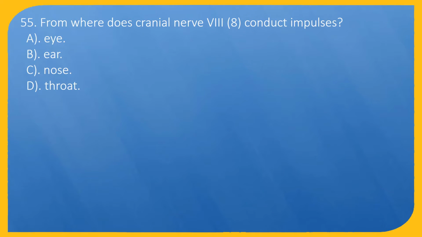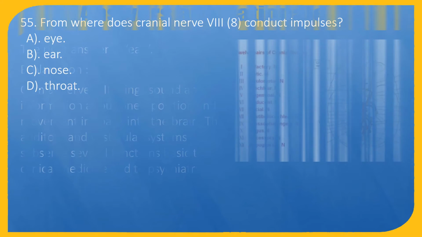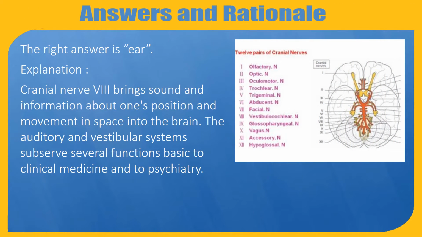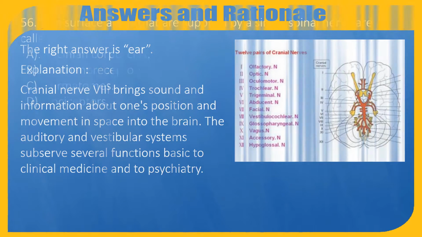Question 55. From where does cranial nerve 8 conduct impulses? A. Eye. B. Ear. C. Nose. D. Throat. The right answer is ear. Explanation: cranial nerve 8 brings sound and information about one's position and movement in space into the brain. The auditory and vestibular systems subserve several functions basic to clinical medicine and to psychiatry.